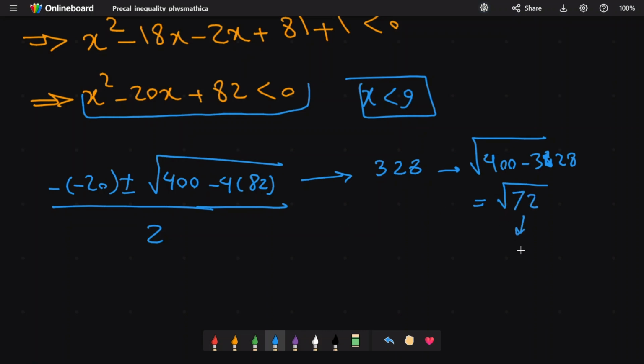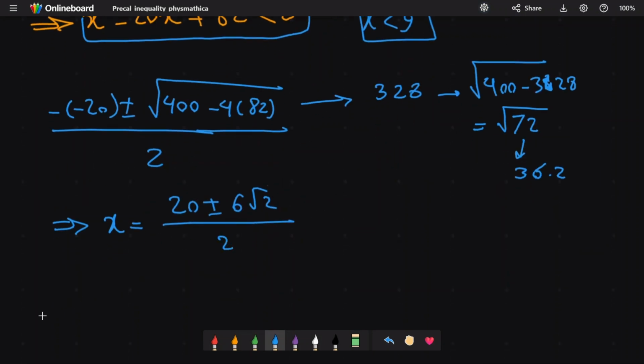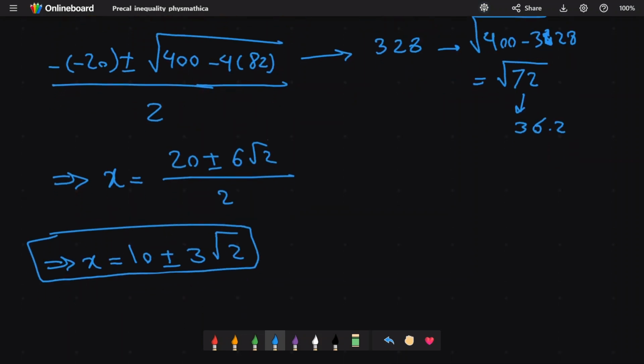And 72 is simply 36 multiplied by 2. So let's just solve it. We now have the x and it's simply solved. We're going to have 20 plus or minus 6 square root of 2 over 2, and simply from here you could say that x equals 10 plus or minus 3 square root of 2. And this is the answer for our quadratic equation.